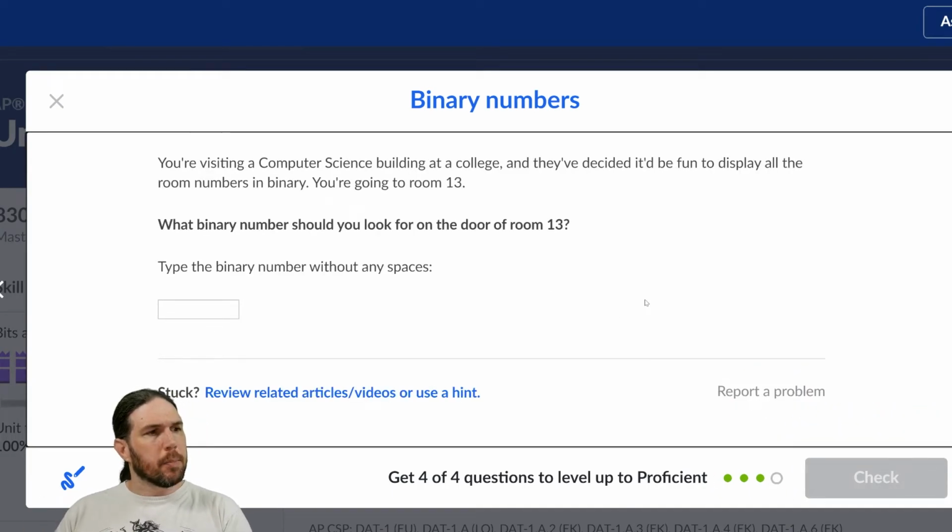You're visiting a computer science building at a college, and they've decided it would be fun to display all the room numbers in binary. You're going to room 13. What binary number should you look for on the door of room 13? Okay, we're going to do this 2 different ways since it is the last problem.